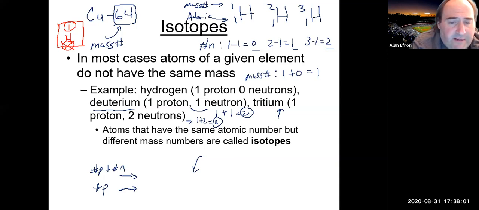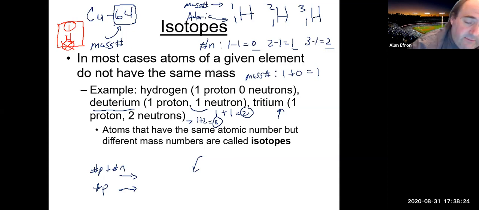We also finished up here talking about isotopes. Isotopes are the same element, but they have different masses. The reason they have different mass is because they have different numbers of neutrons. So they are the same element, so they would have the same number of protons, but they would have different numbers of neutrons.